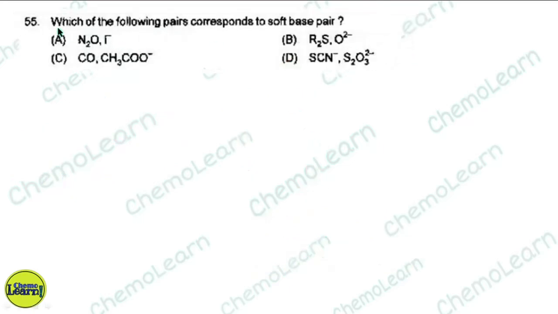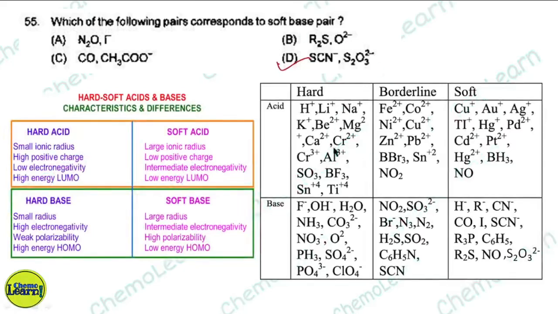Question number 55. Which one of the following pairs corresponds to a soft base pair? We have some hard acids and bases, some borderline acids and bases, and some soft acids and bases. Here is the list, and you can see SCN minus and S2O3 2 minus, all these ions constitute a soft base pair. And these are some characteristics of hard acid, hard base, and soft base.